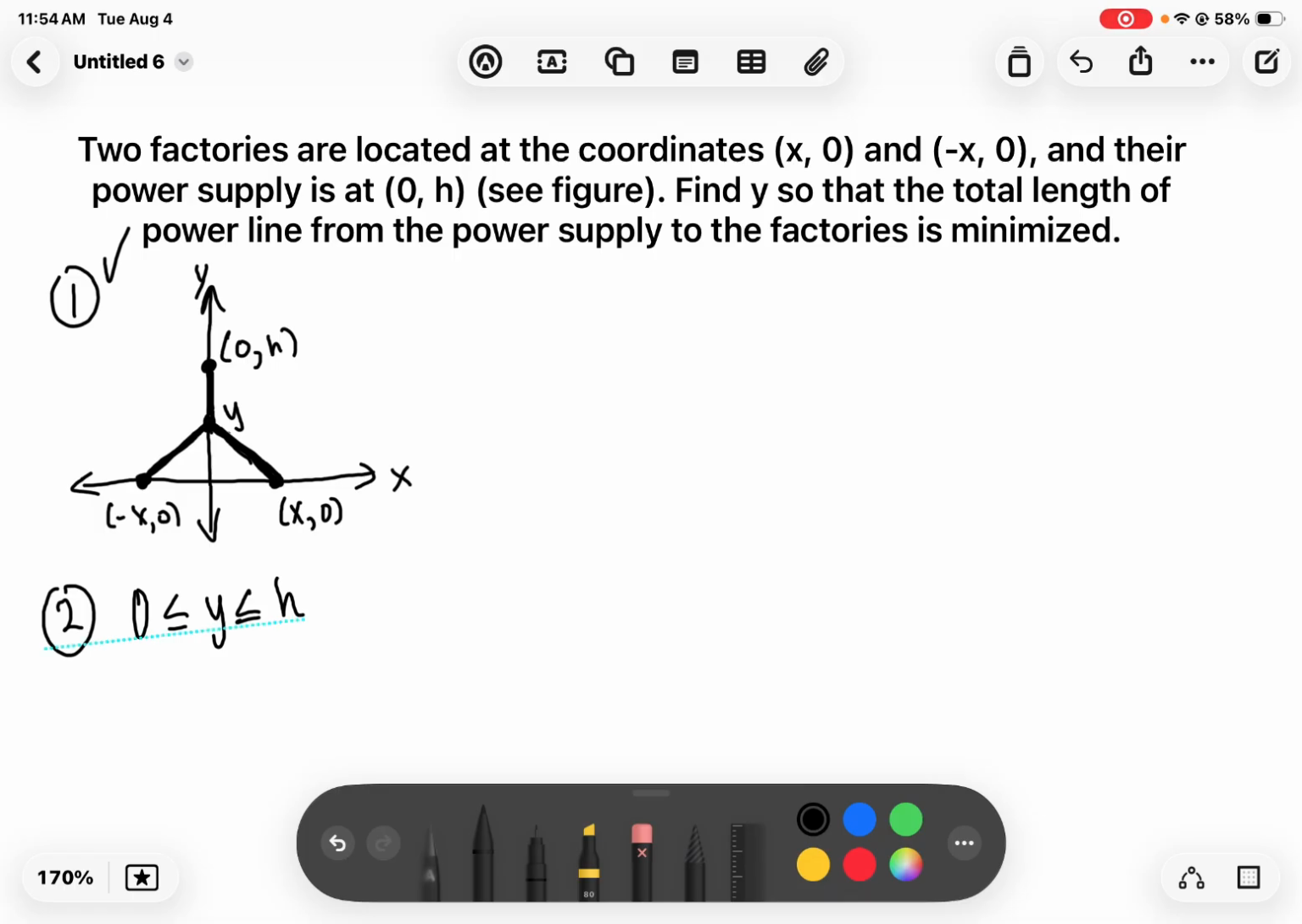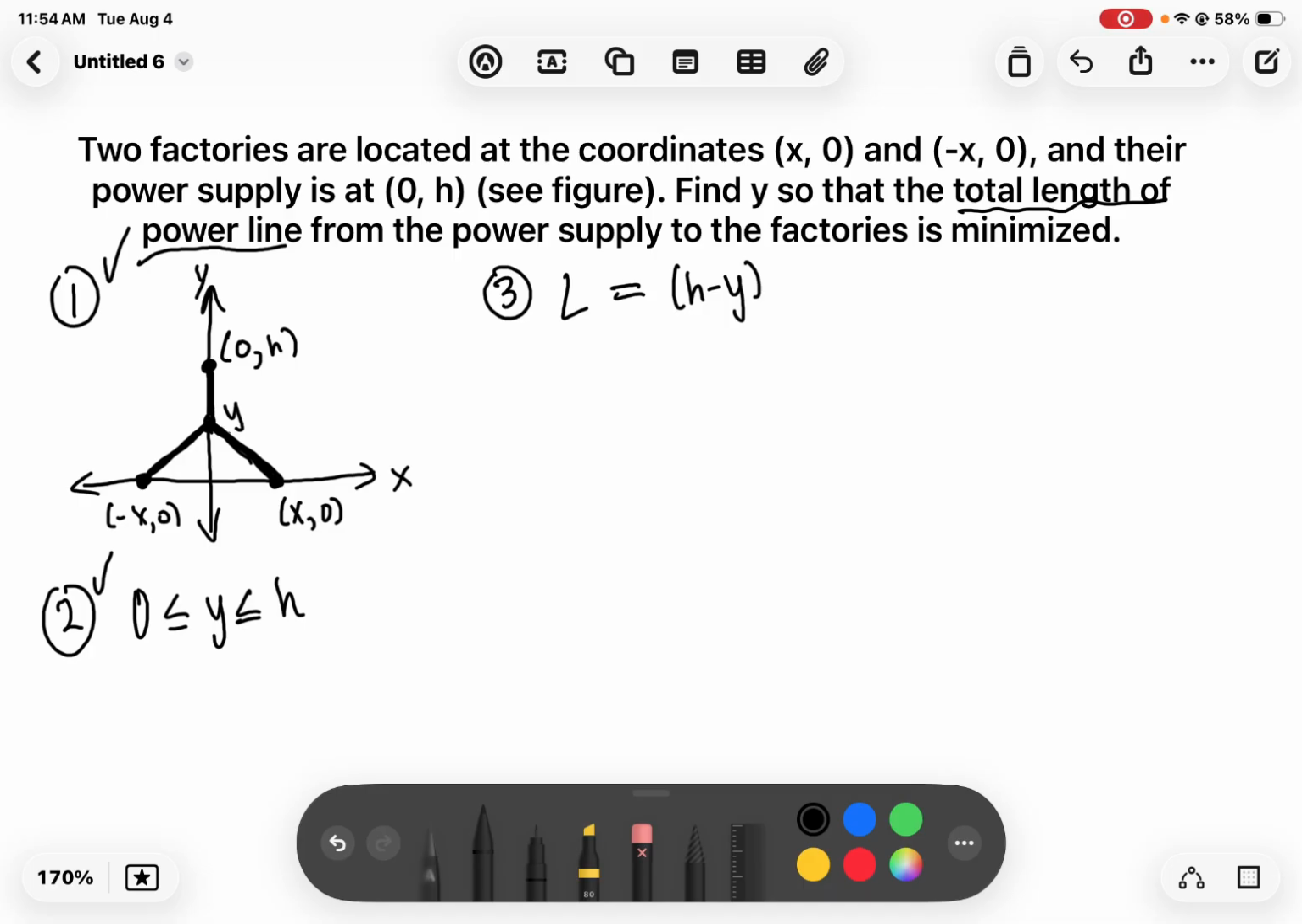All right, good. So now we have built a picture, or rather it was already built for us, and we have identified the constraints on our variable so that it makes sense in the context of this problem. Now step 3 is to build an equation. We need an equation for the total length of power line. The power line is basically these bolded lines on my picture, so we want the total length of all three of those line segments. The first line segment is easy: its length is simply h minus y. I'll call our length function L, so we have h minus y for that first vertical strip.